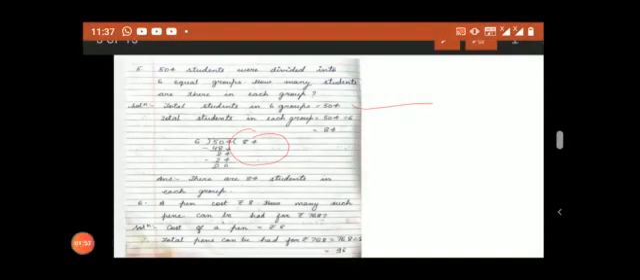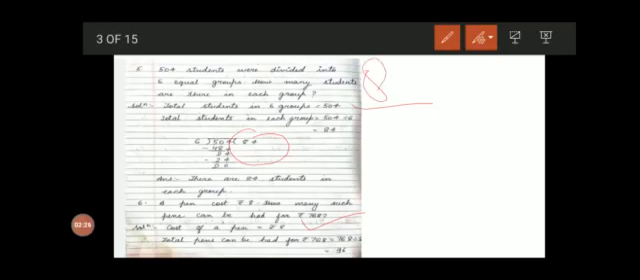Okay. Now question number 6. A pen costs 8 rupees. How many such pens can be had for rupees 768? So what will we do? We will divide. Cost of one pen is given, 8 rupees, and the total pens that can be had for 768. So 768 divided by 8. Okay, let us divide.